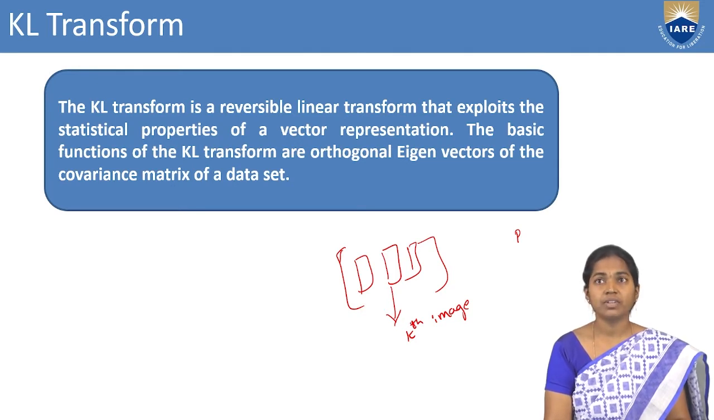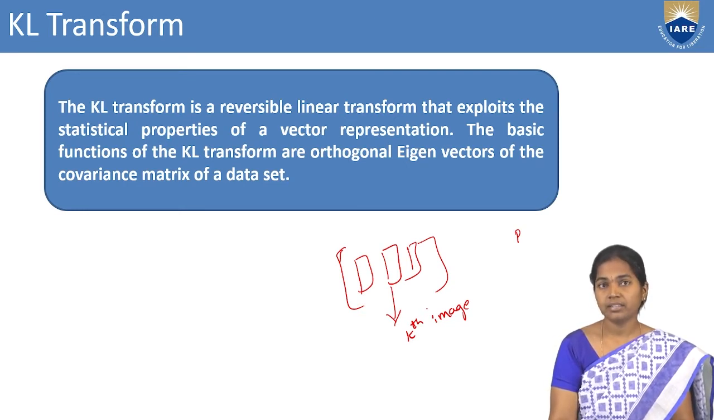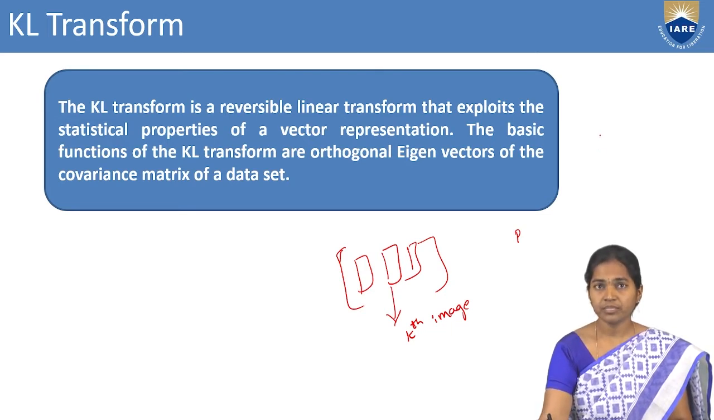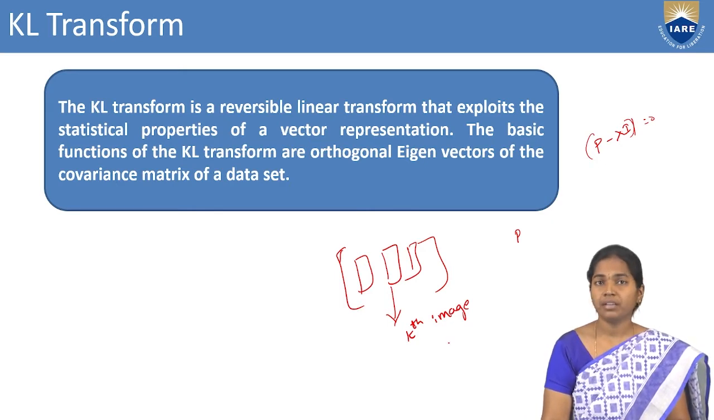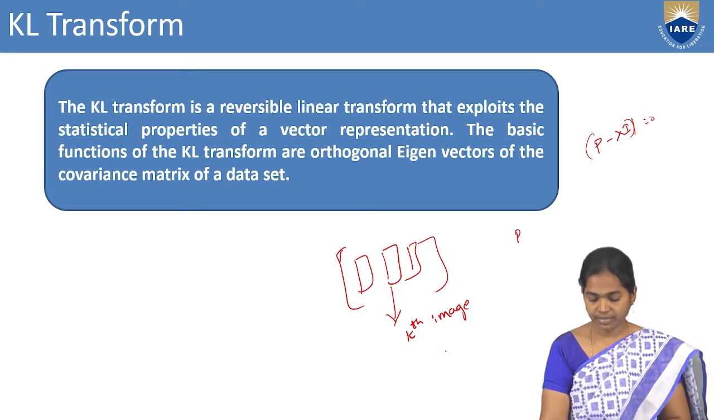The basis functions of the KL transform are the orthogonal eigenvectors of the covariance matrix of a data set. The matrix representation of the KL transform is P minus lambda I equals 0, where we use eigenvalues and eigenvectors, and I is the identity matrix.